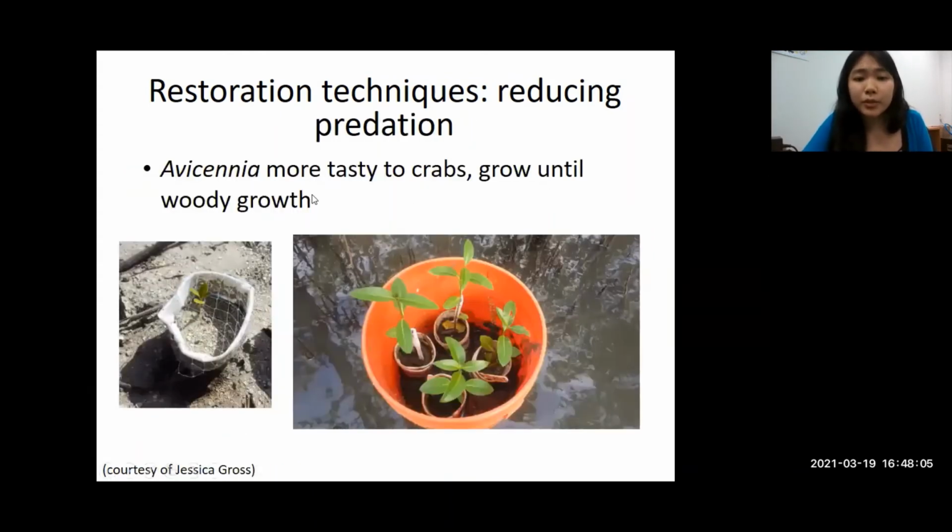A lot of them are also pretty tasty to crabs and other wildlife, like insects. So this is from Jessica Gross's planting project in 2015. She had some netting on this little seedling, putting them in buckets to elevate them. That has been a major source of loss of our seedlings in the past. It's just them getting eaten.